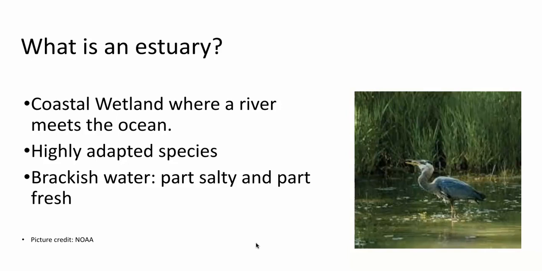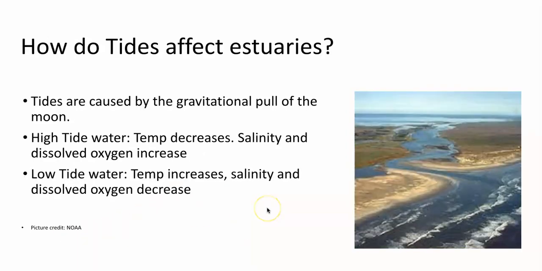Also temperature. Ocean waters cool off our coast. So as the tide comes in to an estuary, it's going to bring cooler water. As the tide goes out, it's going to be warmer water from the river, which is what is written here.